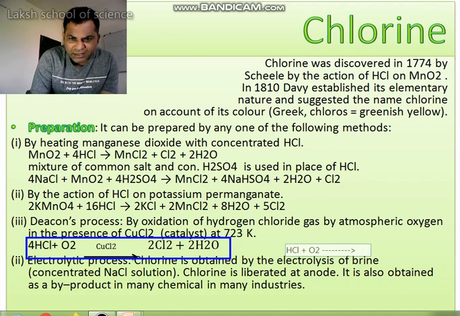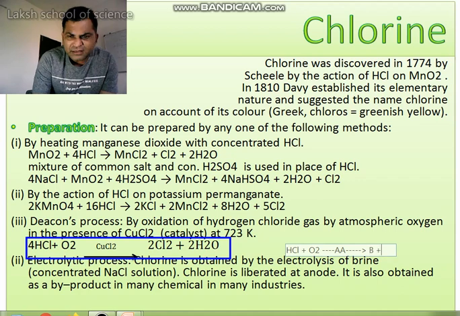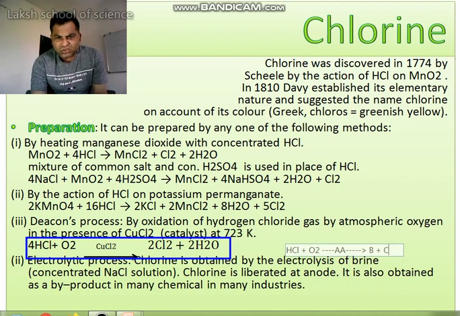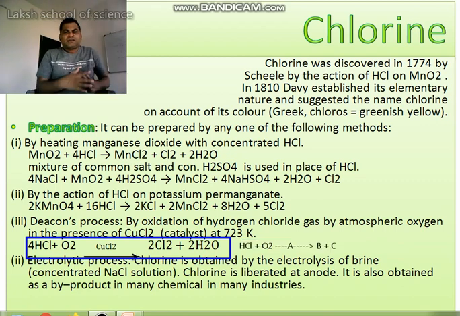The question might ask like this in an exam: HCl plus O2, then that gives, here you will give an arrow, and then here it is written A, then here B plus C. So you have to identify these. What are those? What is A, what is B, and you have to identify all that. So this is the question.